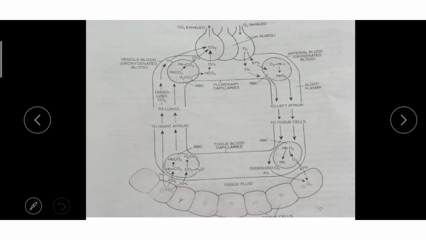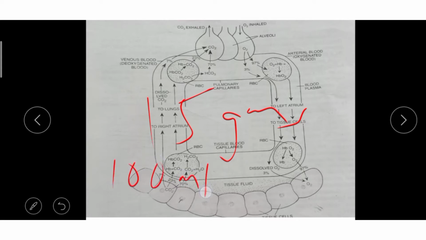Now we will see an overview of how much oxygen is transported to the tissues by blood. A normal person has about 15 grams of hemoglobin per 100 ml of blood. 1 gram of hemoglobin binds about 1.34 ml of O2. Thus, on average, 100 ml of blood carries about 20 ml of oxygen. Hence, under normal conditions, about 5 ml of oxygen is transported to tissues by 100 ml of blood.